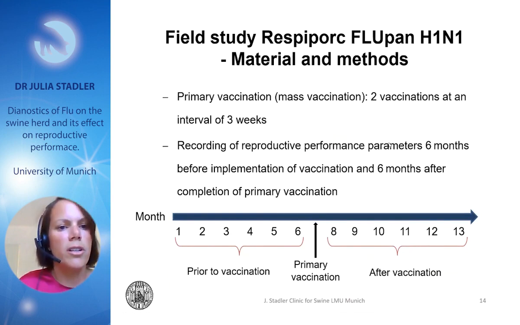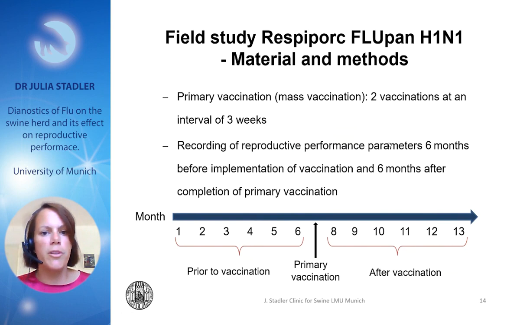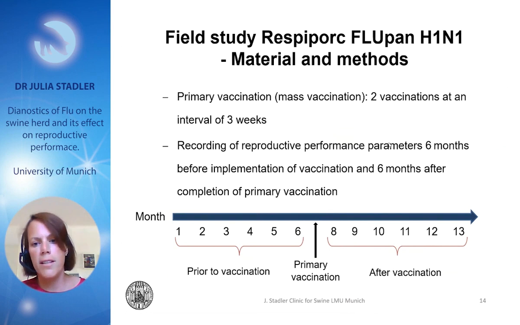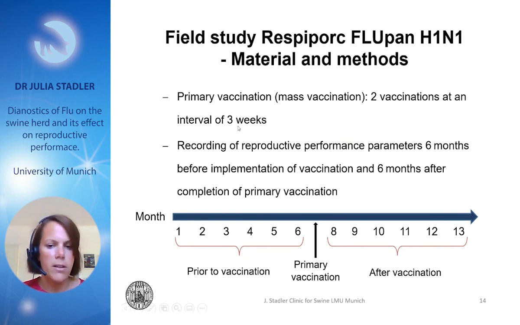Primary vaccination consisted of all forms of mass vaccination. The sows were vaccinated twice at an interval of 3 weeks, and the reproductive performance parameters were collected 6 months before implementation of the vaccination and 6 months after completion of primary vaccination. The primary vaccination, those 3 weeks, were not included in the data record. Farms were revaccinating again after 3 to 4 months.